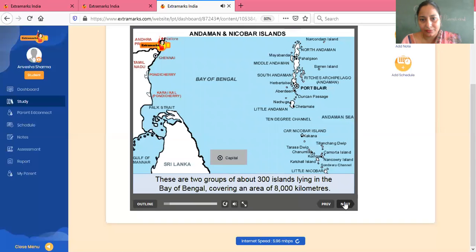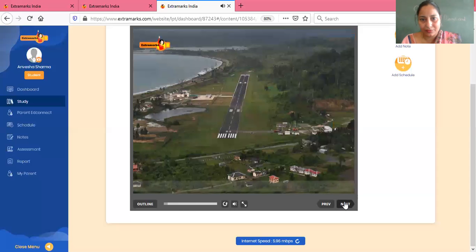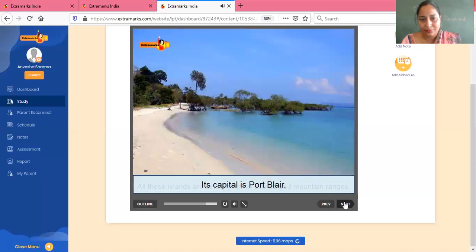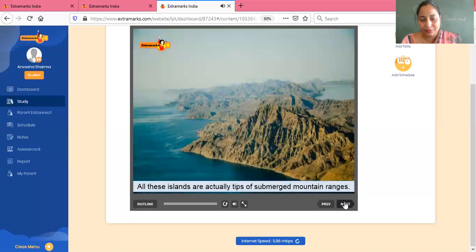Andaman and Nicobar are two groups of about 300 islands lying in the Bay of Bengal. They cover an area of about 8,000 square kilometers. The northern group is called the Andaman Islands, and the southern group is called the Nicobar Islands. The Andaman and Nicobar Islands are a Union Territory of India. Its capital is Port Blair. All these islands are actually tips of submerged mountain ranges.